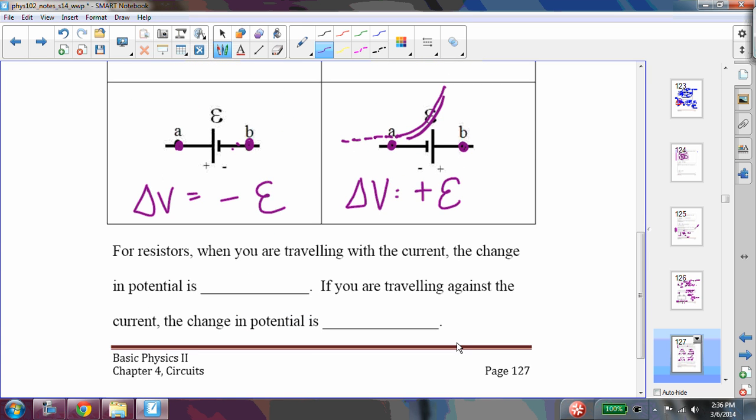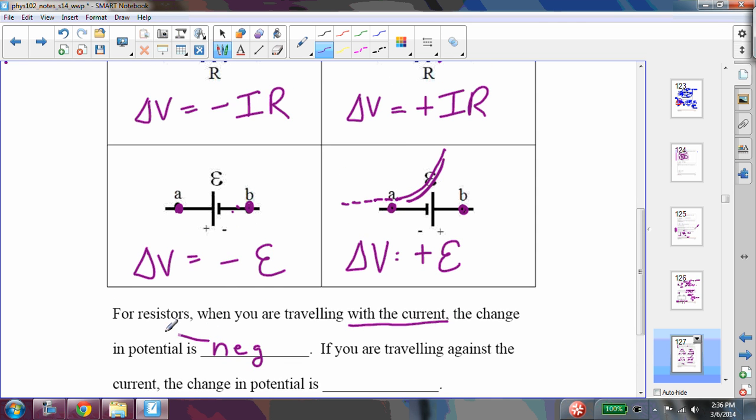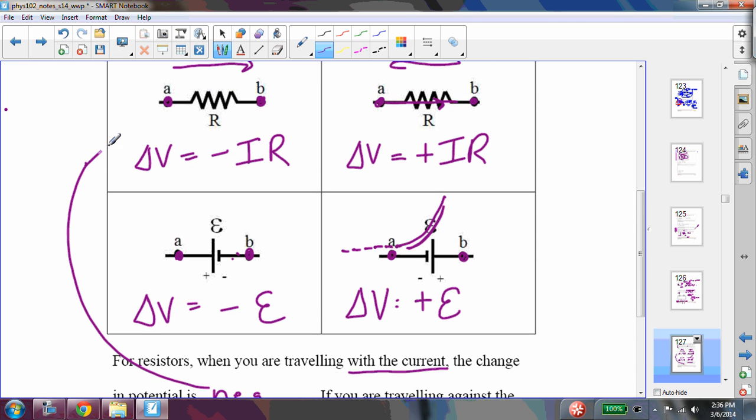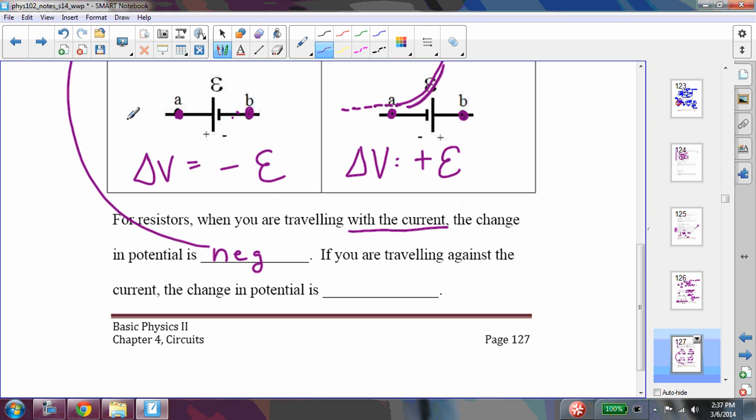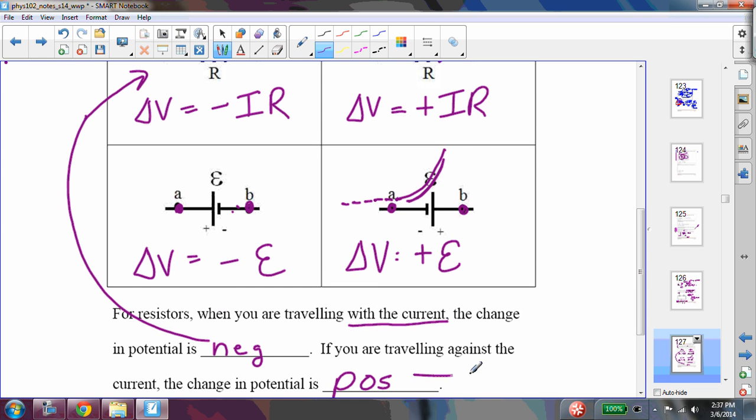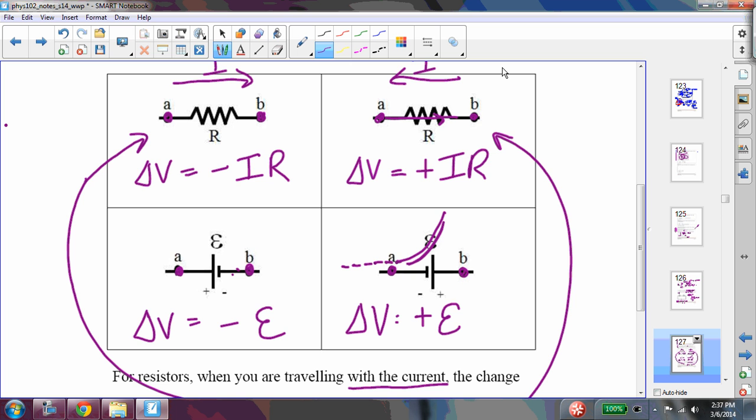All right, so let's put that in words. For resistors, when you are traveling with the current, the change in potential is negative. That is like this scenario: I'm moving from point A to B, and the current is also moving from point A to B. If you're traveling against the current, the change in potential is positive. That is like this scenario, moving from point A to B, but the current is flowing the opposite direction.